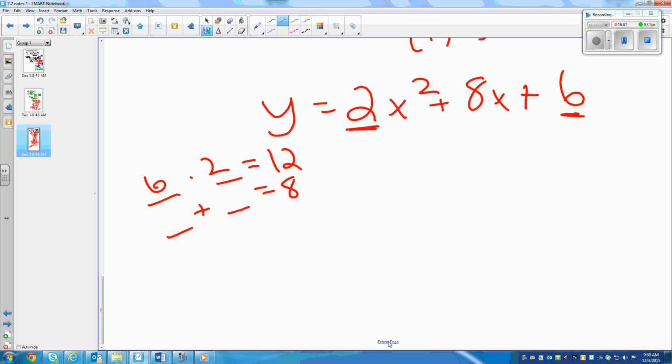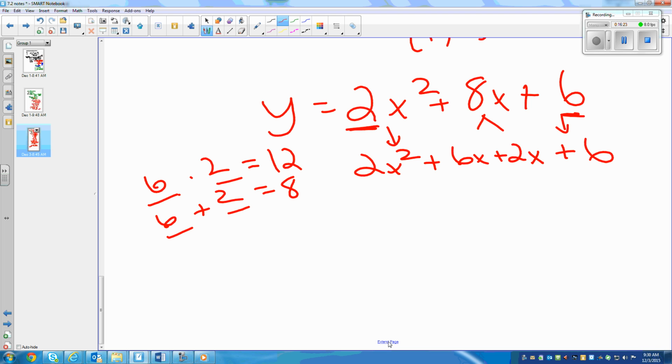What do we do with this 6 and 2 if it's a decomp type? If there's a value in front of the x squared, you put it in between. You break this 8x up into 6x plus 2x. And then I just carry the other stuff down. So I get 2x squared plus 6x plus 2x plus 6. Good. Then you bracket the first two and the last two. So I bracket the first two, I bracket the last two, I put a plus sign in between.